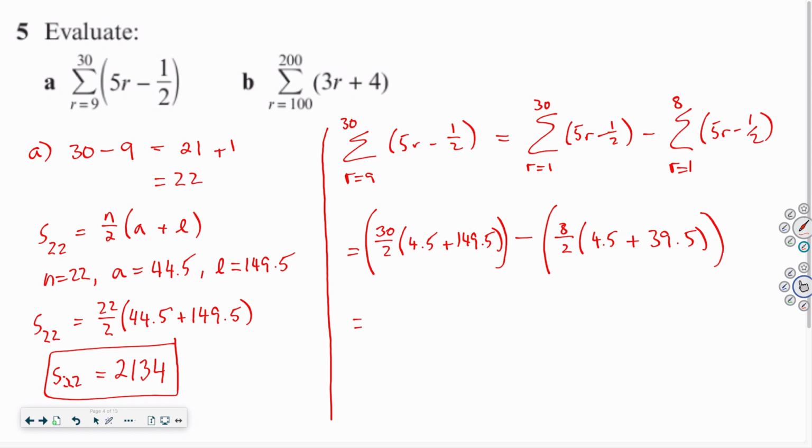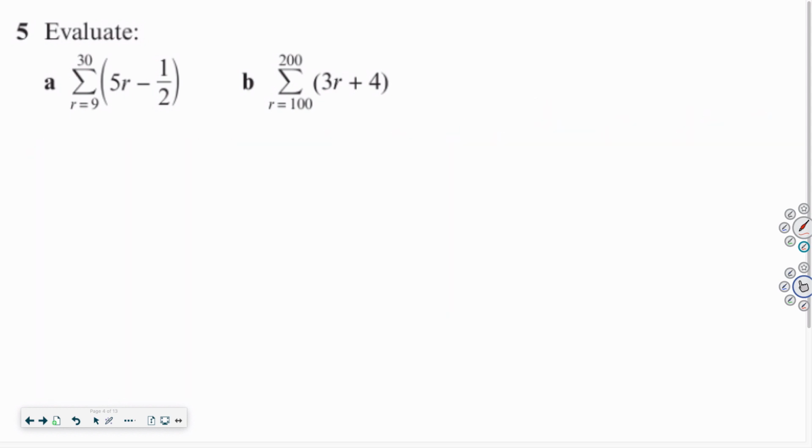And again, when you put that in your calculator, you do get 2,134, which is the same answer that we got there. So either way works. Looking at part B, we can do both of the same things, but I think it's much simpler or quicker just to have a look about the plus 1.